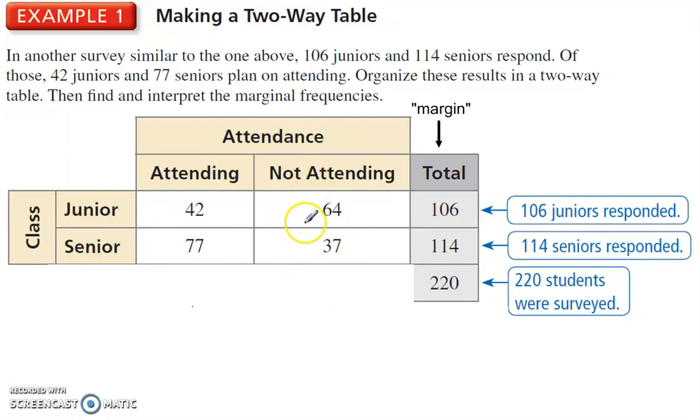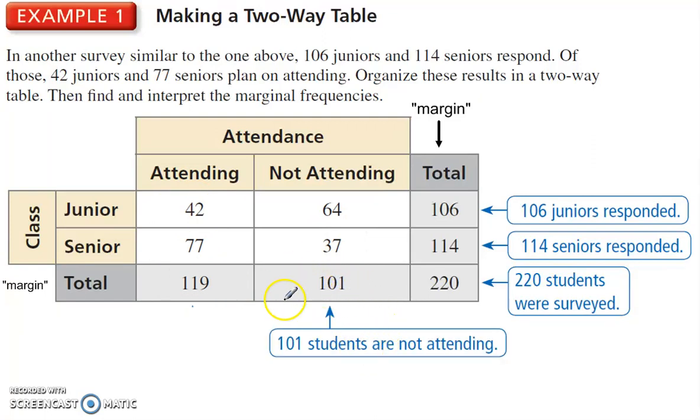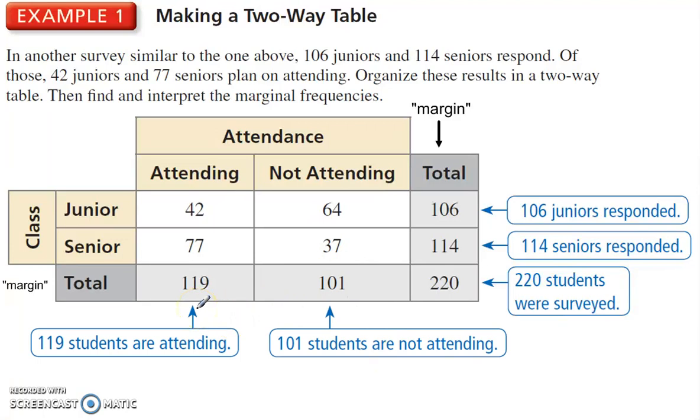Now I can tally up all of the ones who are not attending. I'll make another margin down here and tally these up. We have 119 that are attending and 101 that are not attending. So that's what all these margins are.